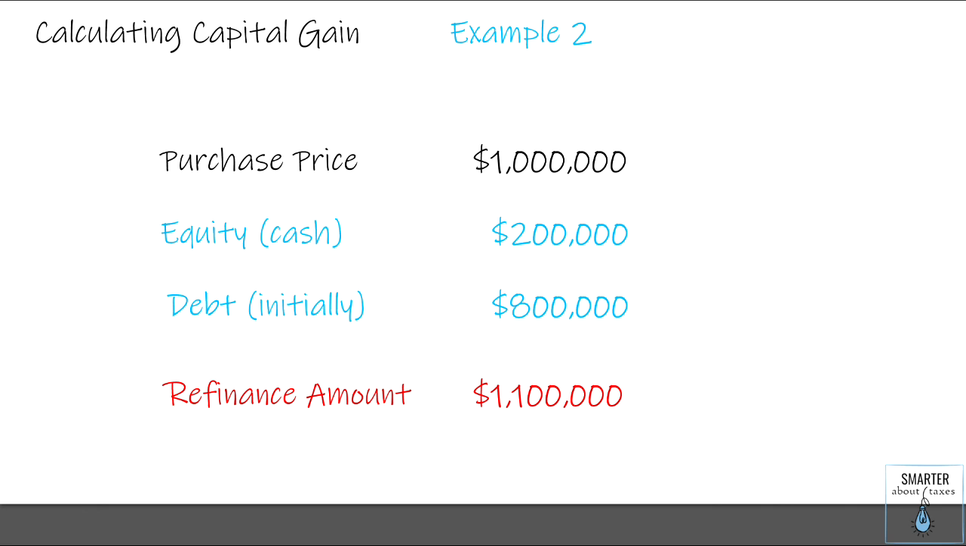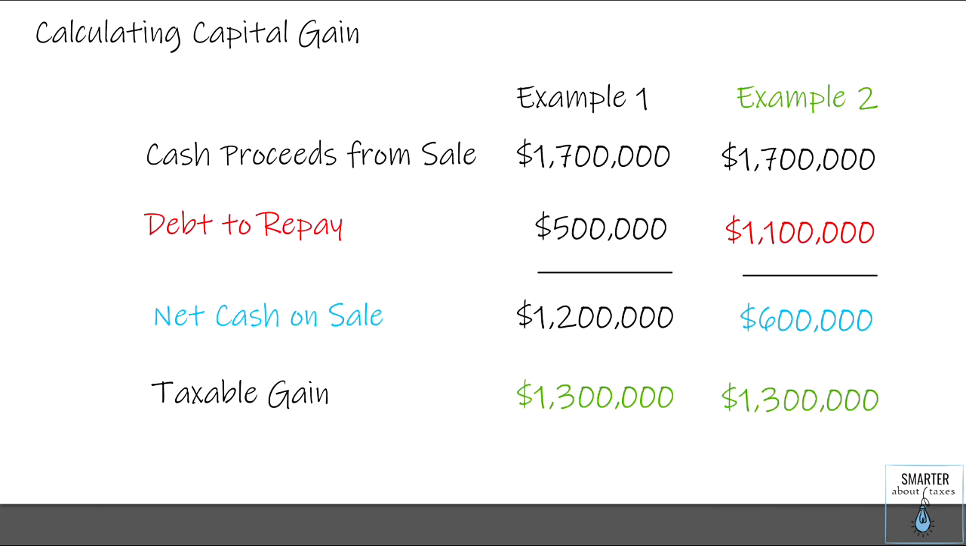We're going to do another example here, just to show how this can be really different. Same property, we bought it for $1 million. We put in $200,000 of cash and borrowed $800,000, but we refinanced. After we refinanced, on the date of sale of the property, we owe $1.1 million. If we compare example 1 and example 2, we're going to have different cash amounts on the date of sale. In example 2, we sell the property for $1.7 million. We repay that $1.1 million, and now we only have $600,000 of cash. That's the blue number you see there. In the two examples, different amounts of cash received on the sale date, but our taxable gain is exactly the same. So they are not related. I want to drive that point home.